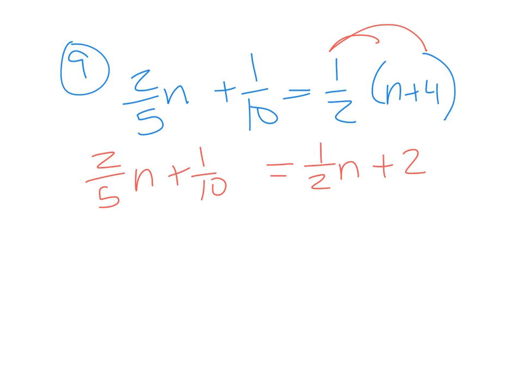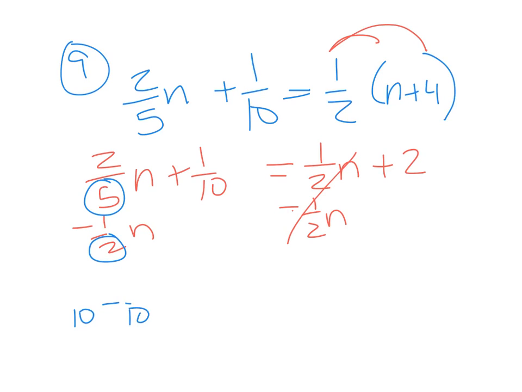All right, so now let's get the n stuff together. So I'm going to subtract 1/2 n from both sides. So this is gone. 2/5 n minus 1/2 n. You got to get a common denominator to subtract, right? So that would be 10. So 10, 10. This would be 4. This would be 5. So what's 4 minus 5? Negative 1, right? So I have negative 1/10 n plus 1/10 equals 2 so far.